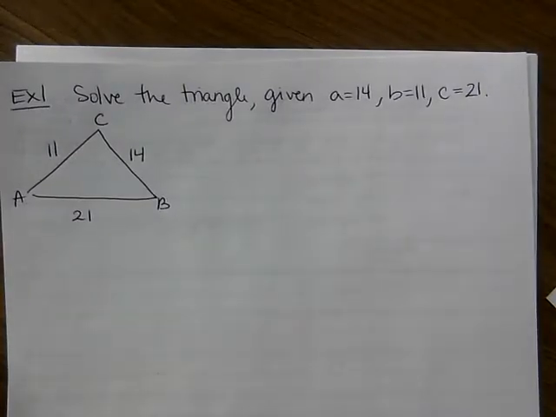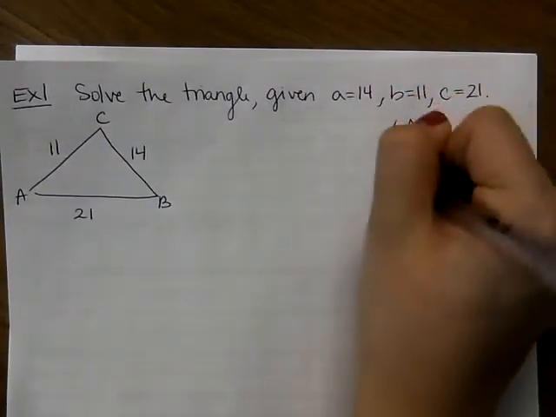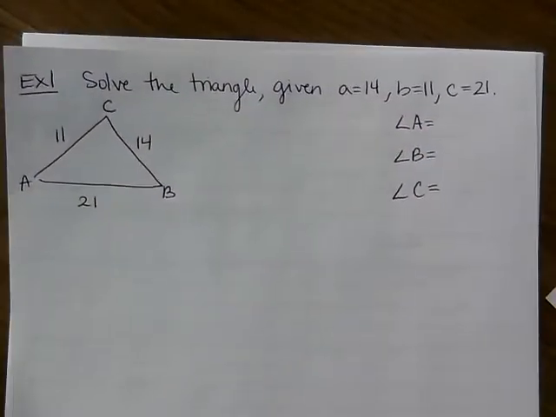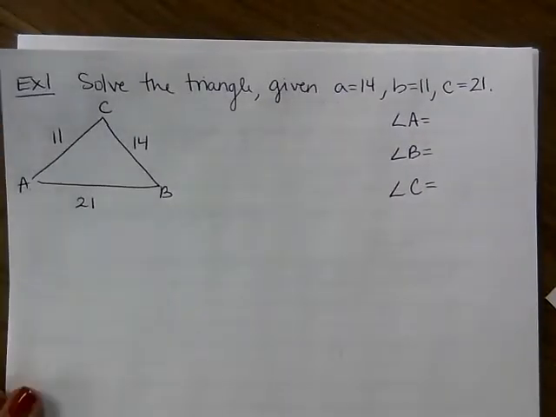Everybody agree that if I have to solve the triangle, I have to find all the angles and all the sides, but I've been given all the sides, so all I have to do is find angles here. So I'm looking for angle A, angle B, and angle C. I'm definitely going to have to use the law of cosines to find angles. Everybody see that law of sines is not an option here? All right, so let's start.